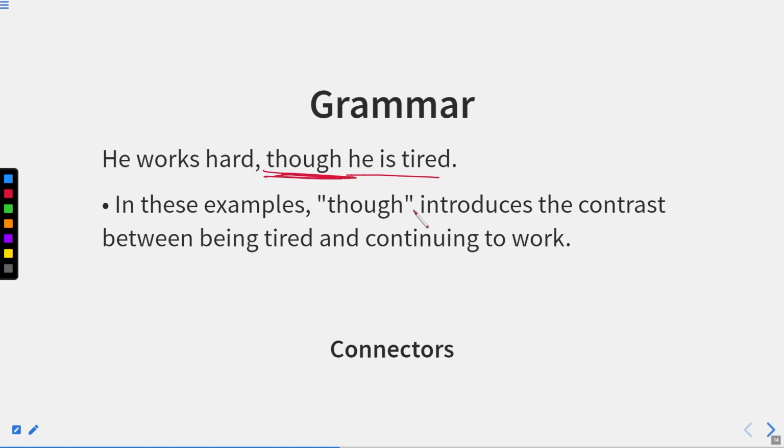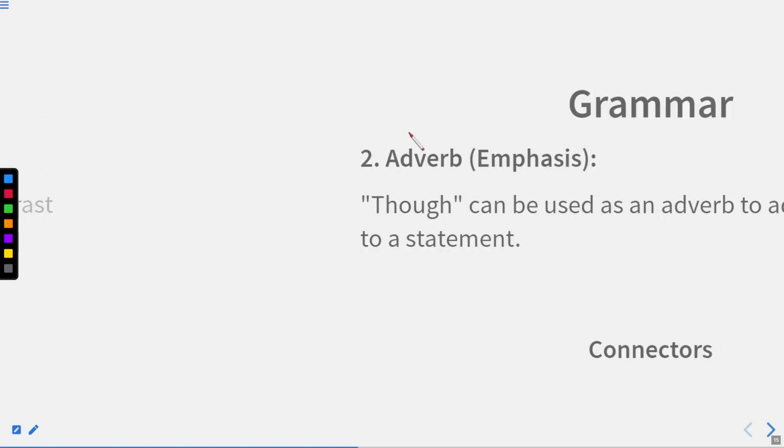So here you can say he works hard though he's tired. Now he's tired, so he must take rest. But yet, what he's doing, he's working hard. So though is showing the contradiction between the two situations. In these examples, though introduces the contrast between being tired and continuing to work. So this is how we can use the word though, just to show the contrast between the two situations.